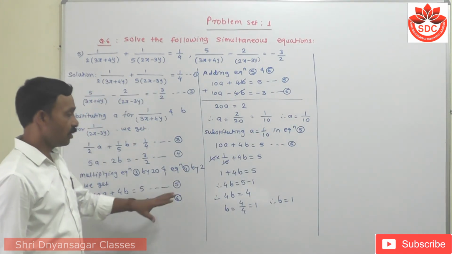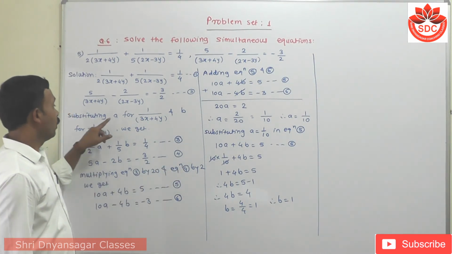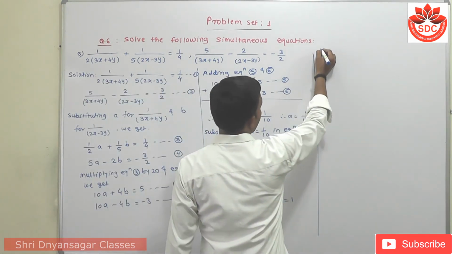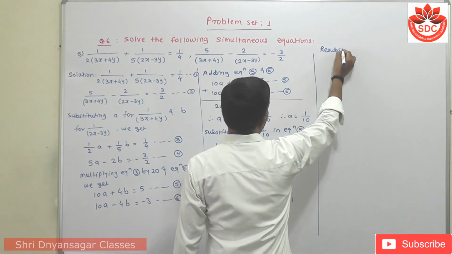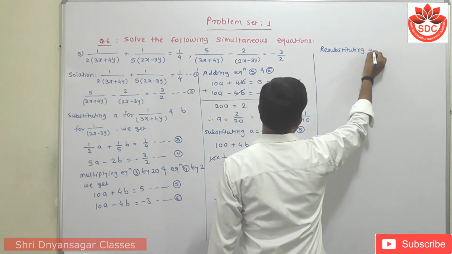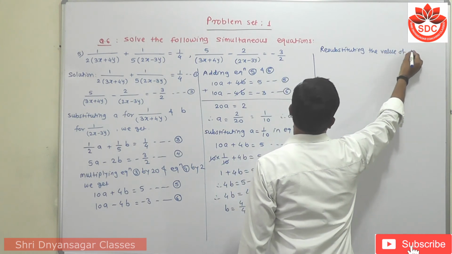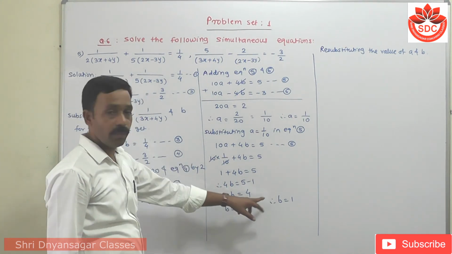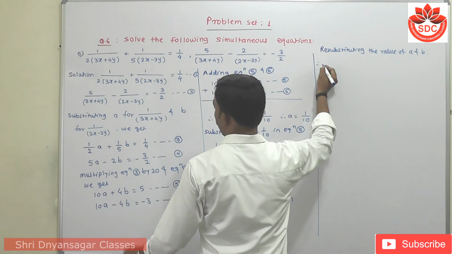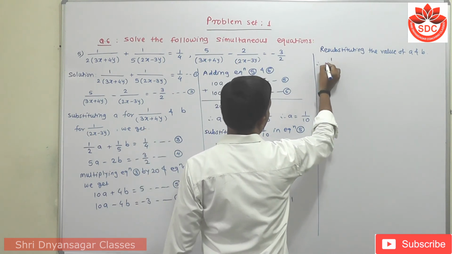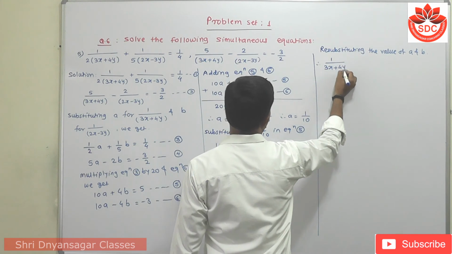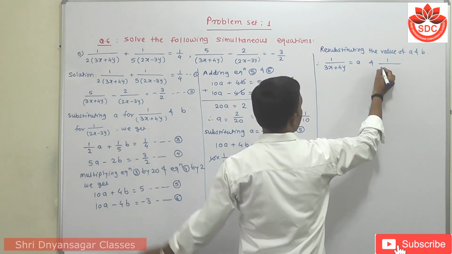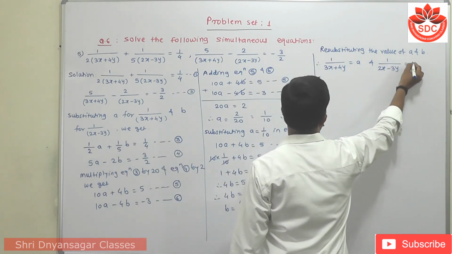We have to use the value of a and b, substituting the value of a and b here. So I have to write here, resubstituting the value of a and b. We get the value of a is 1 upon 10 and b is 1. Here we substitute this value in this equation, means that 1 upon 3x plus 4y is equals to a, and 1 upon 2x minus 3y is equals to b.